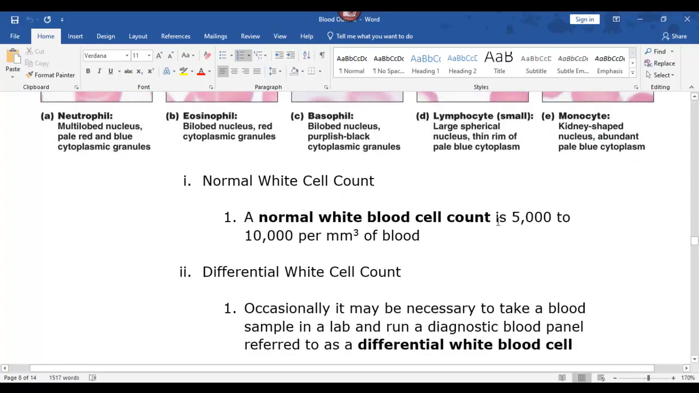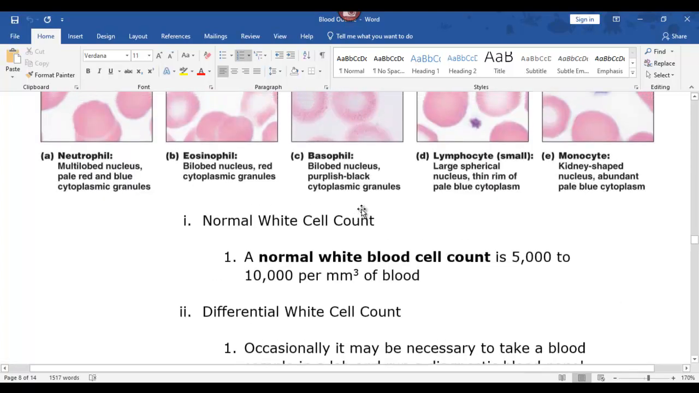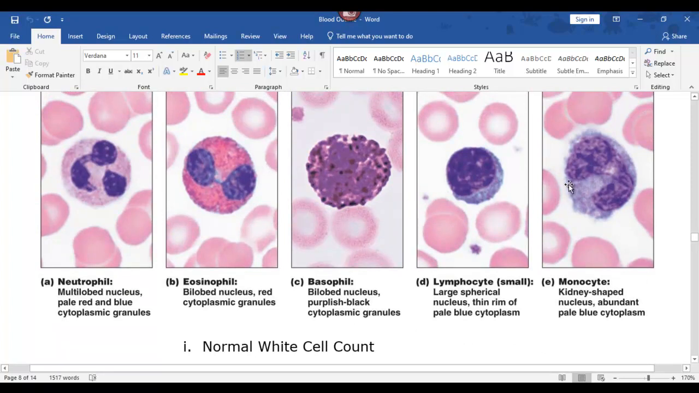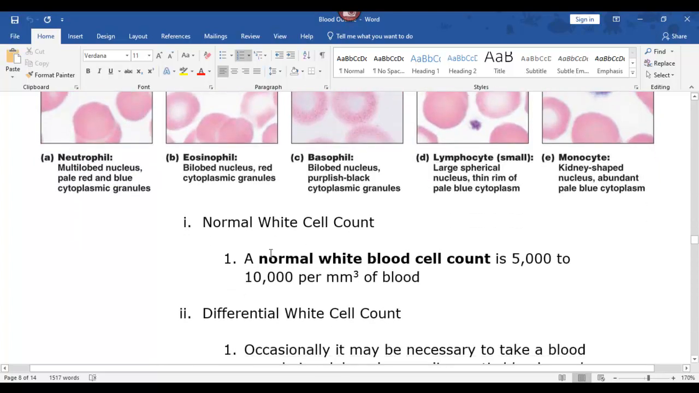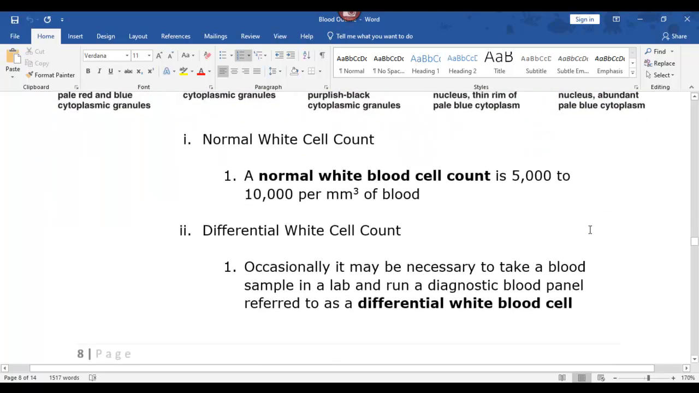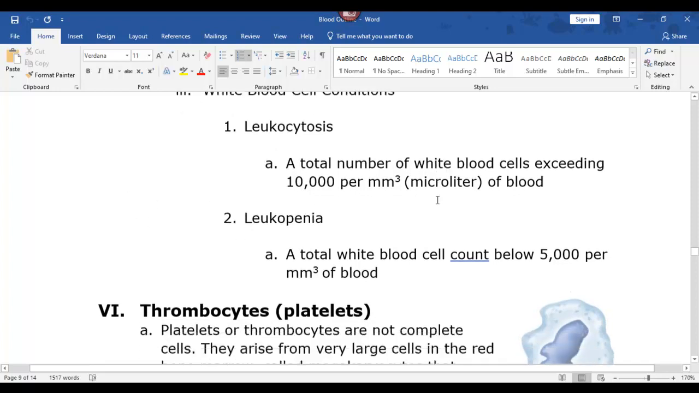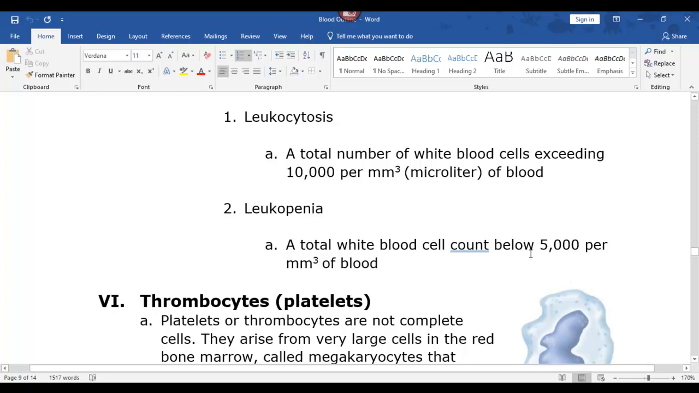Normal white blood cell count is 5,000 to 10,000 per cubic millimeter. If you have less than this, you could have a virus. It's called leukopenia, actually. If you have more of these, then you have an infection, leukocytosis. A differential count is a count of each individual white blood cell. How many you have of each individual one. So a normal count is a count of all of these. A differential count would be a count of each individual white blood cell. Leukocytosis is a number above 10,000, and then leukopenia would be a count below 5,000.